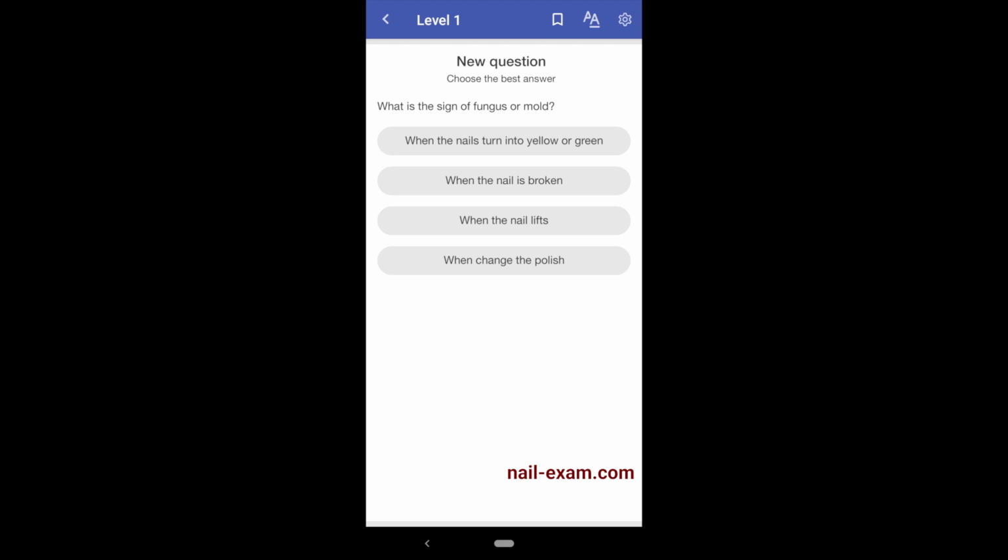What is the sign of fungus or mold? Answers: A. When the nails turn yellow or green. B. When the nail is broken. C. When the nail lifts. D. When you change the polish. The answer is A.